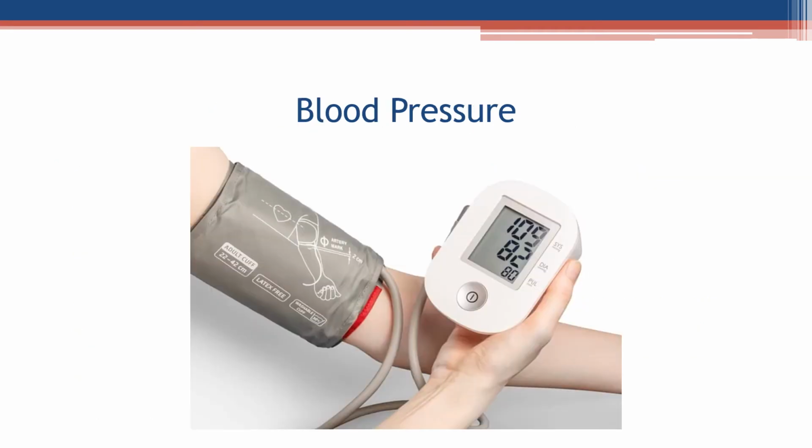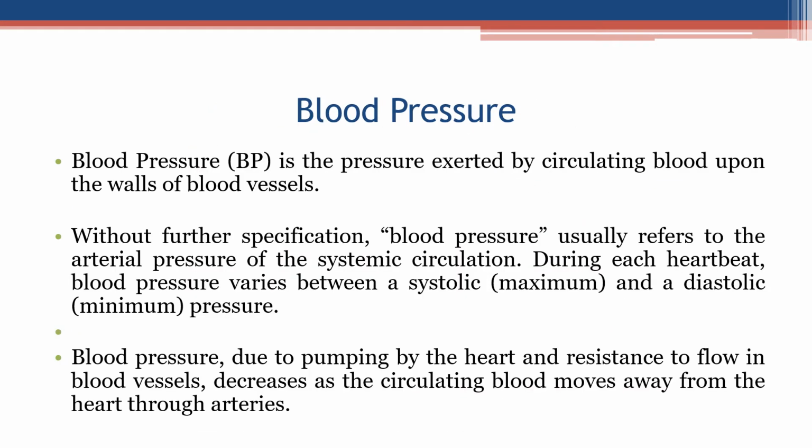Blood pressure. Blood pressure or BP is the pressure exerted by circulating blood upon the walls of blood vessels. Without further specification, blood pressure usually refers to the arterial pressure of the systemic circulation. During each heartbeat, blood pressure varies between a systolic maximum and a diastolic minimum pressure. Blood pressure, due to pumping by the heart and resistance to flow in blood vessels, decreases as the circulating blood moves away from the heart through arteries.